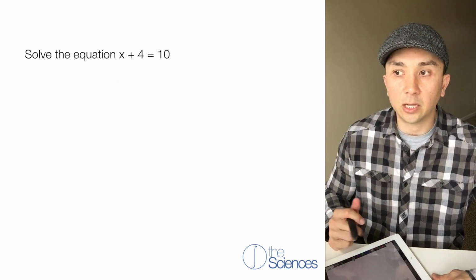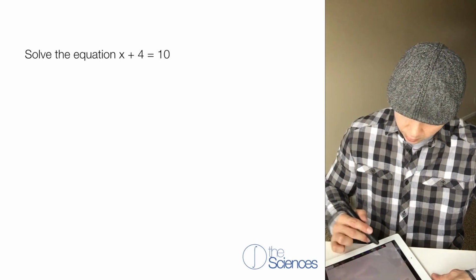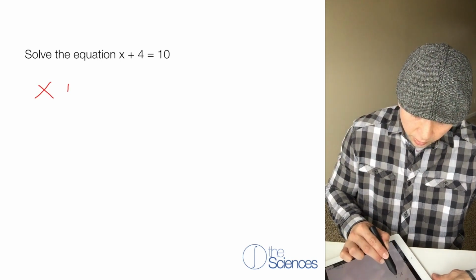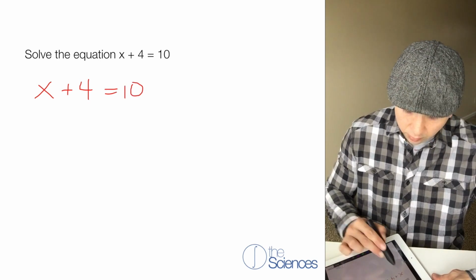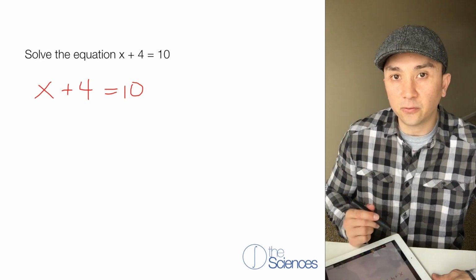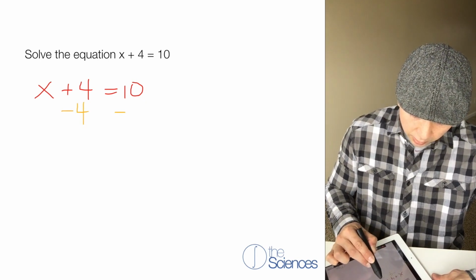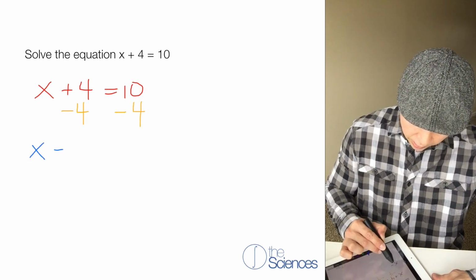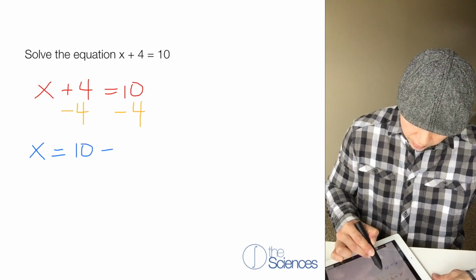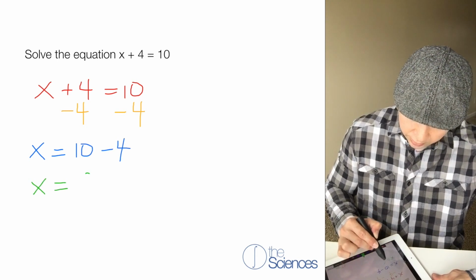Now let's solve the equation x plus 4 equals 10. So here we have x plus 4 equals 10. So now here we're adding 4, so now we're going to subtract 4 from both sides. So now we have x equals 10 minus 4, or x equals 6.